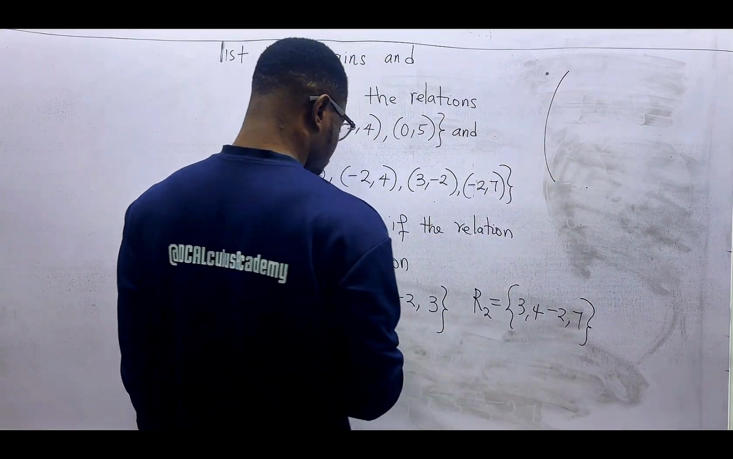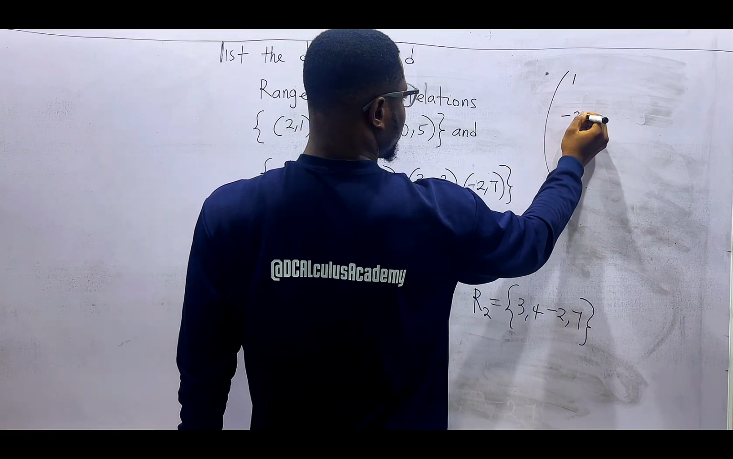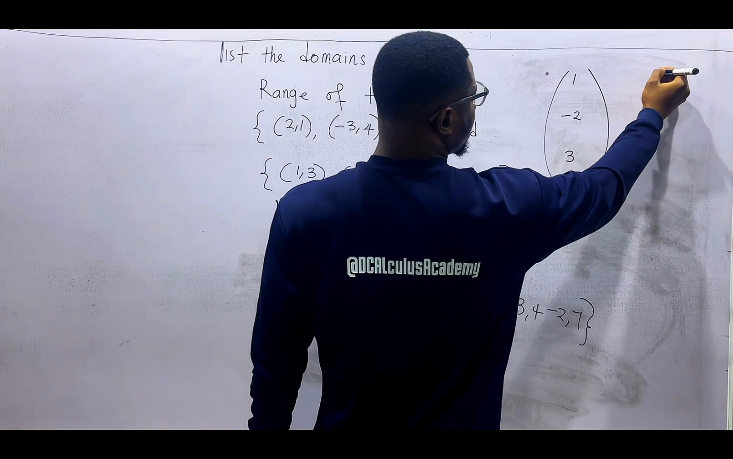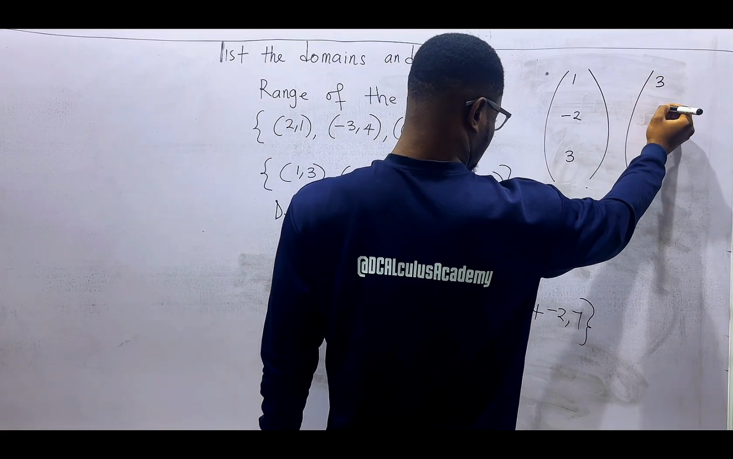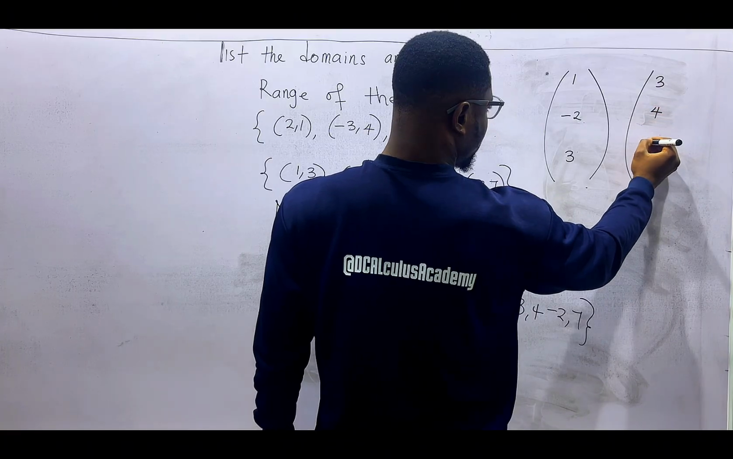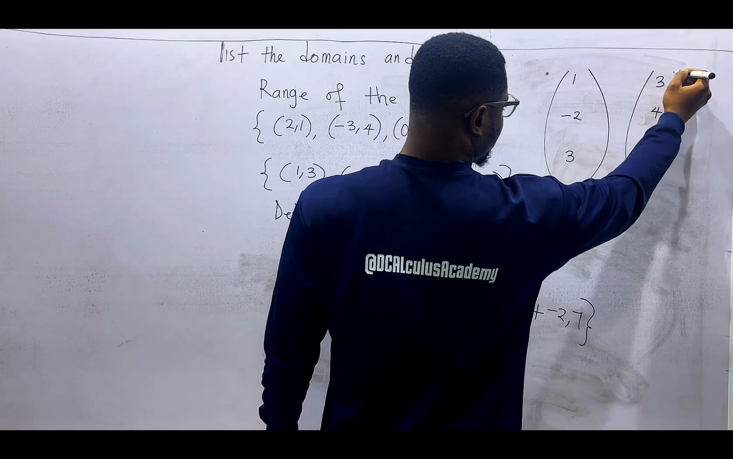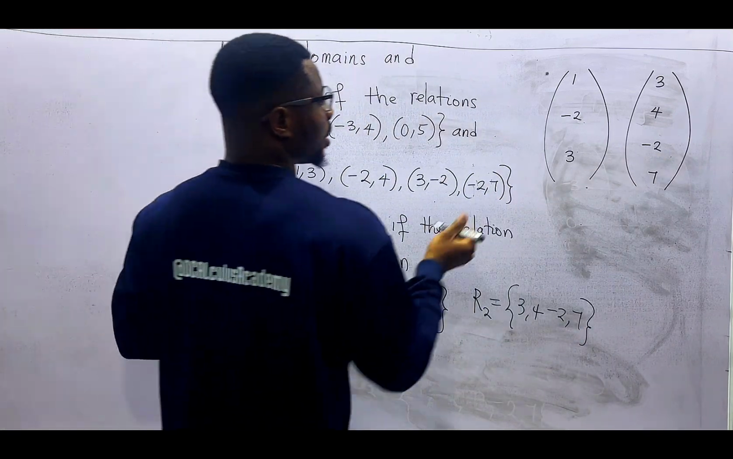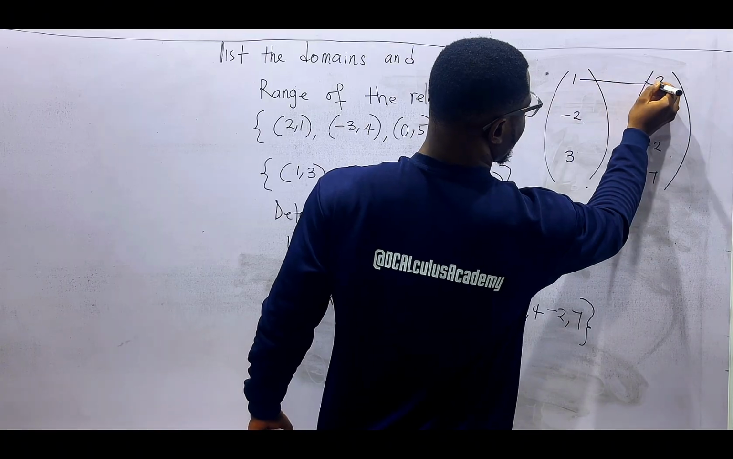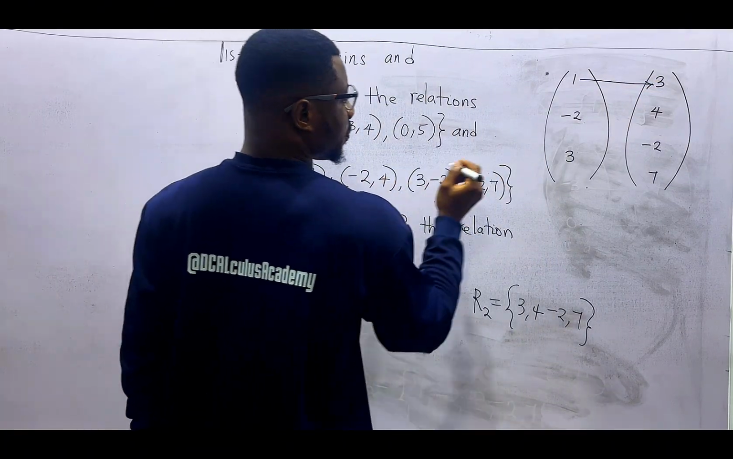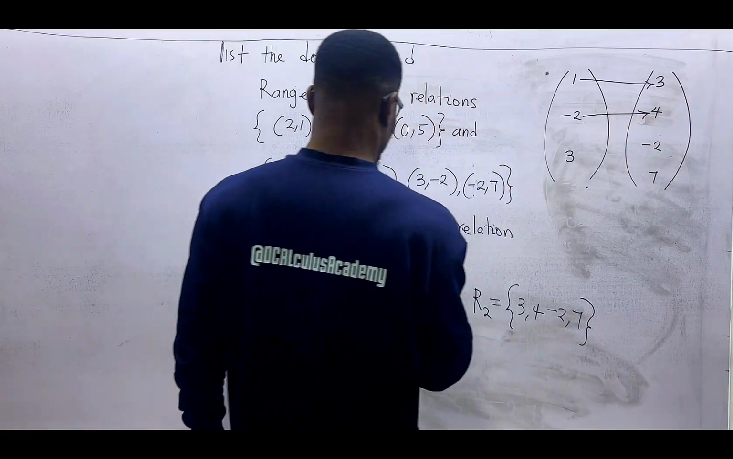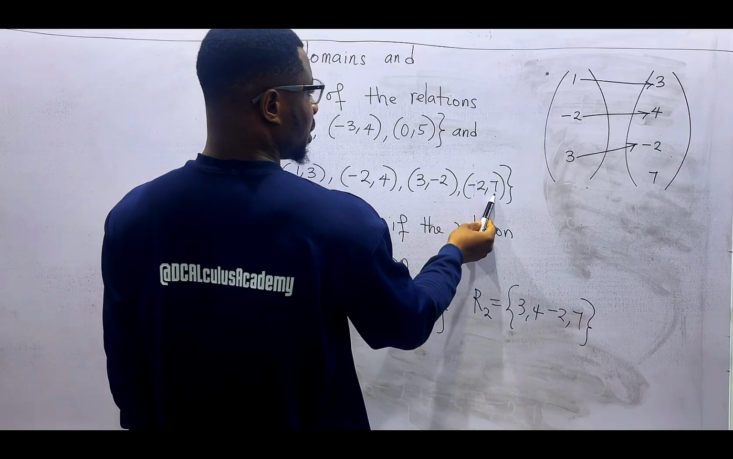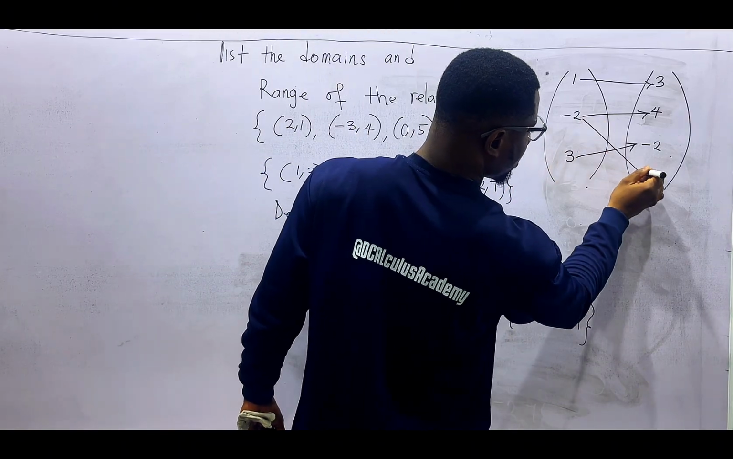For the domain, we have 1, minus 2 and 3, while for the other set, we have 3, 4, minus 2, and 7. Now, 1 relates with 3, minus 2 relates with 4, then 3 relates with minus 2, and again, minus 2 relates with 7.